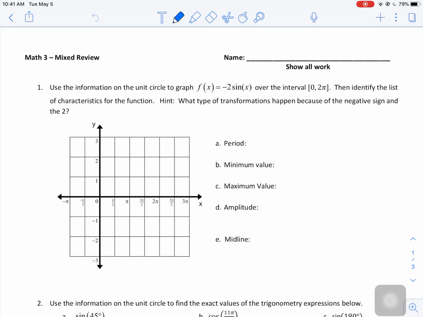Math 3 Mixture View. Use the information on the unit circle to graph f of x equals negative 2 sine x over the interval 0 to 2 pi, then identify the list of characteristics for the function. Hint: what type of transformations happen because of the negative sign and the 2?